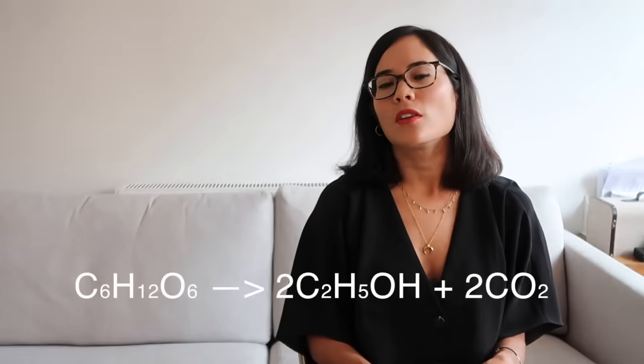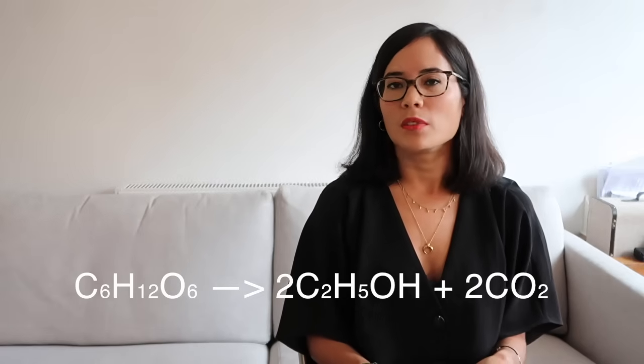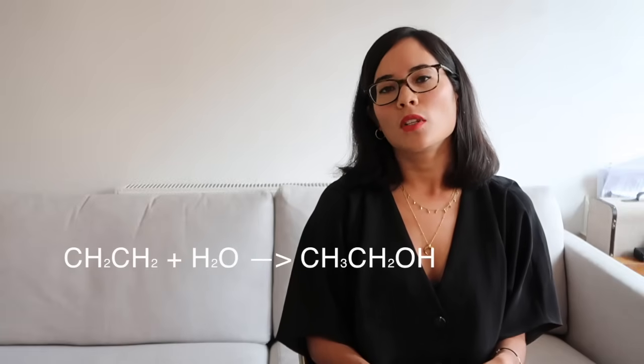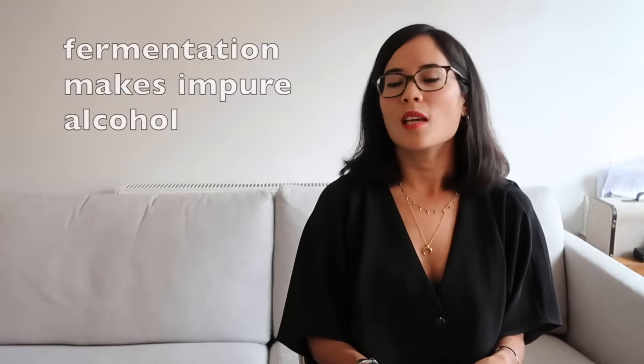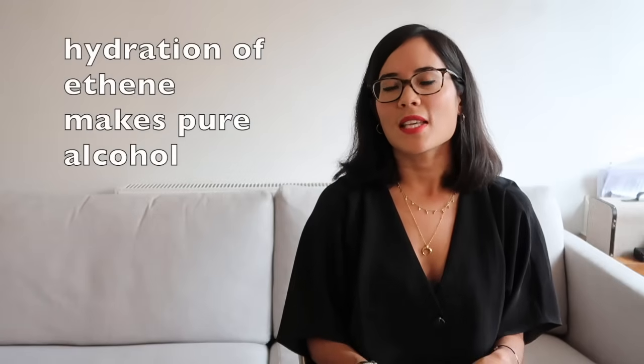Let's look at our reaction equations now. You've got glucose from the sugarcane, so C6H12O6, and it breaks down using anaerobic respiration by yeast into ethanol plus carbon dioxide, and we know carbon dioxide can be used in bread making. Hydration of ethene is, as the name suggests, adding water to ethene. So you've got C2H4, you add H2O to it, and that's how you produce your ethanol. Lastly, look at the product produced. Fermentation obviously makes a pretty impure product because it's got lots of other things mixed in with it, whereas hydration of ethene makes a pure product.